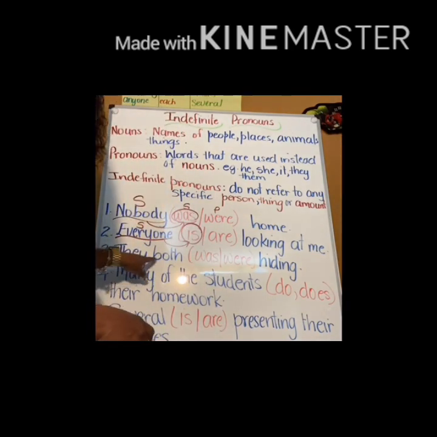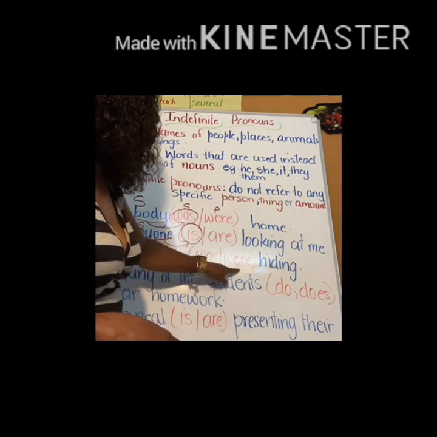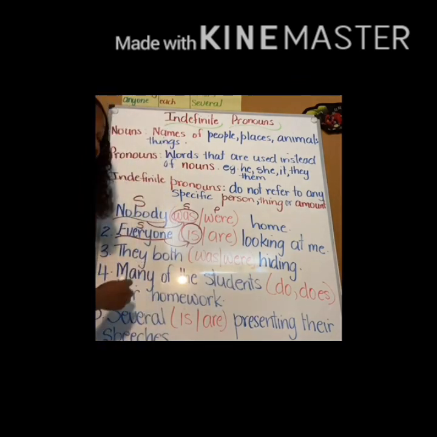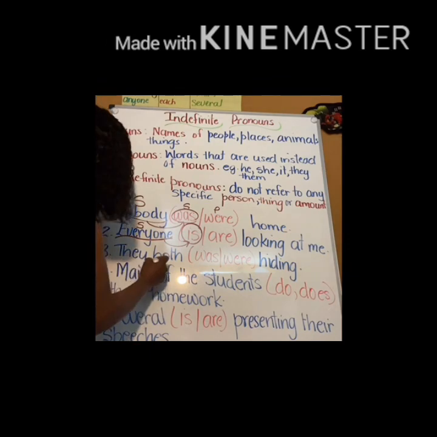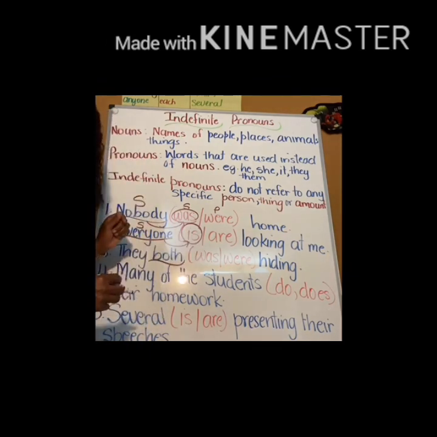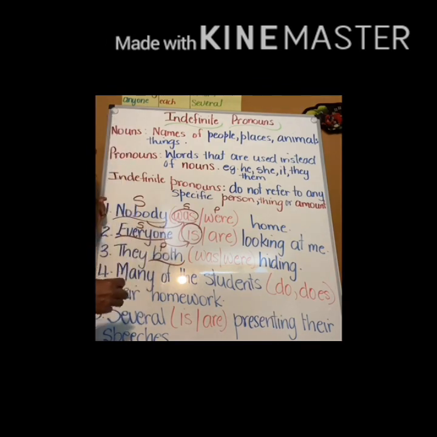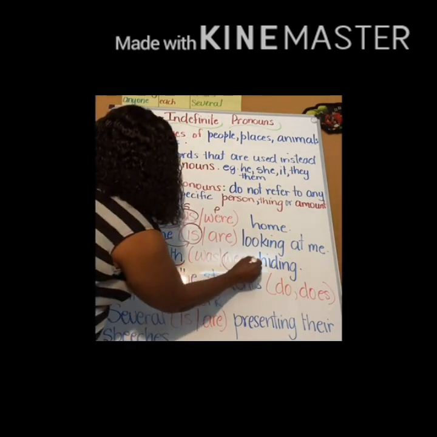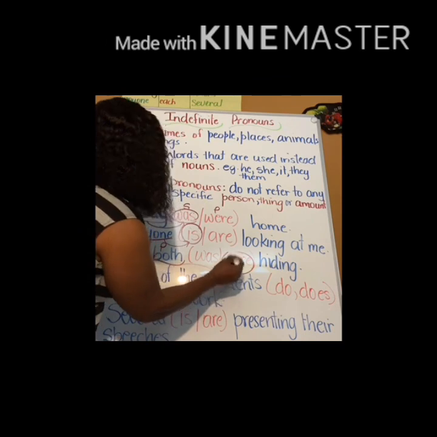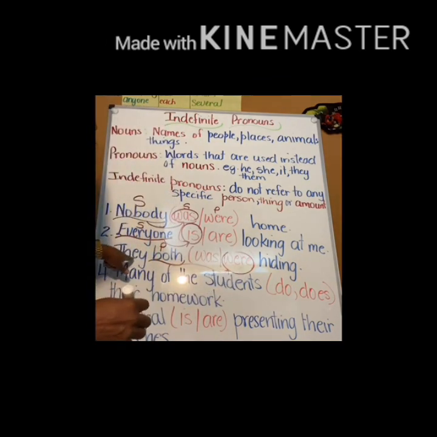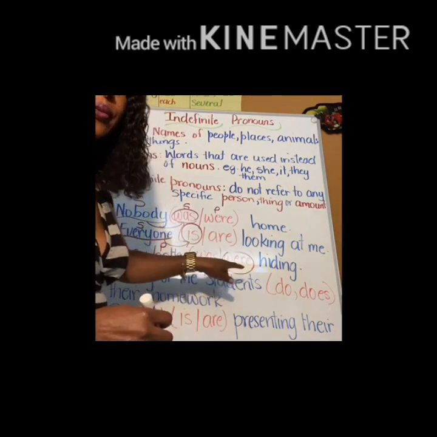Number 3. They both was or were hiding. My indefinite pronoun is both. Both is plural. It means I'm going to choose were because were is also plural. So they both were.